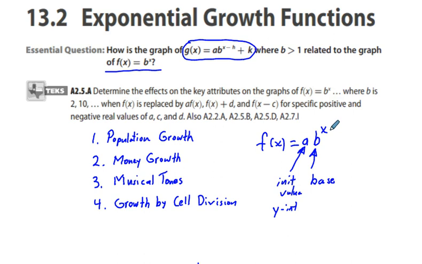Now we can move the graph of this function left or right by subtracting h. I hope that looks familiar. We've been using that all year. And then we have at the very end this plus k, and k will translate this function up or down. And a negative sign in front of the a will reflect this function about the x-axis. Now the base is greater than 1 for growth.